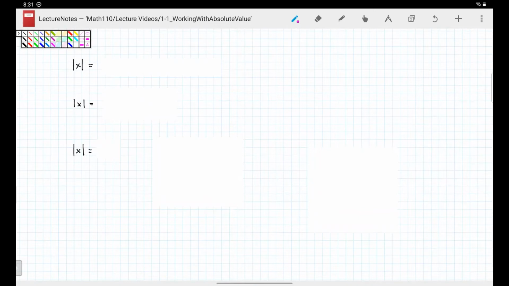Okay, I wanted to talk a little bit about the absolute value function and ways to work with it in practice. So think about the definition that you have for the absolute value function. One of the first definitions that we are given for the absolute value function is just the distance of the number from 0. So the absolute value of x is the distance from x to 0.